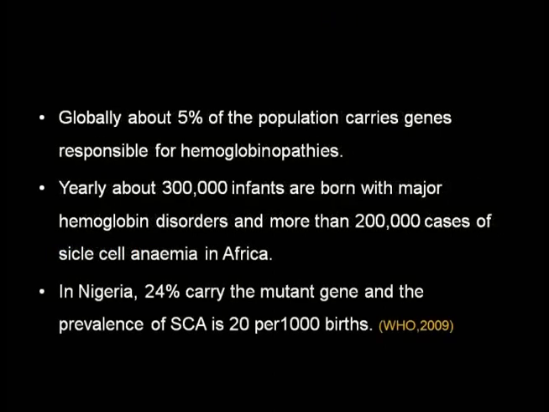Globally, about 5% of the population carries the gene responsible for hemoglobinopathies. Yearly, 300,000 infants are born with major hemoglobin disorders, and more than 200,000 cases of sickle cell anemia are in Africa. In Nigeria, 24% carry the mutant gene, and the prevalence of sickle cell anemia is about 20 per 1,000 live births. That's according to WHO in 2009.